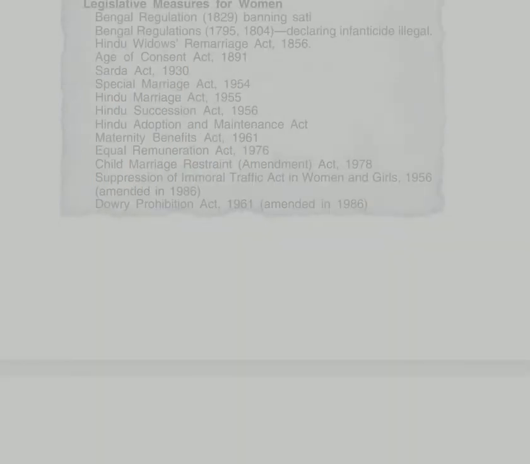Legislative measures for women: Bengal Regulation, 1829, banning Sati. Bengal Regulations, 1795, 1804, declaring infanticide illegal. Hindu Widows Remarriage Act, 1856. Age of Consent Act, 1891. Sarda Act, 1930. Special Marriage Act, 1954. Hindu Marriage Act, 1955. Hindu Succession Act, 1956. Hindu Adoption and Maintenance Act.